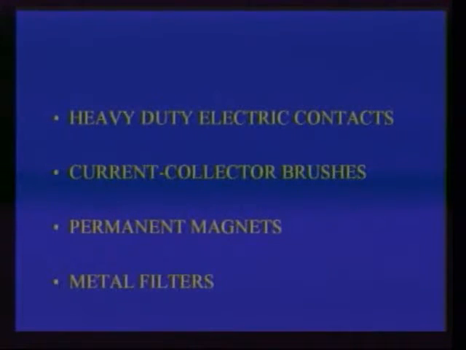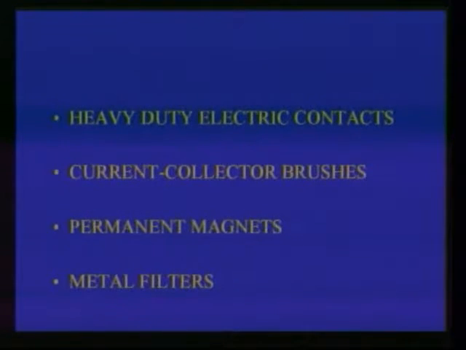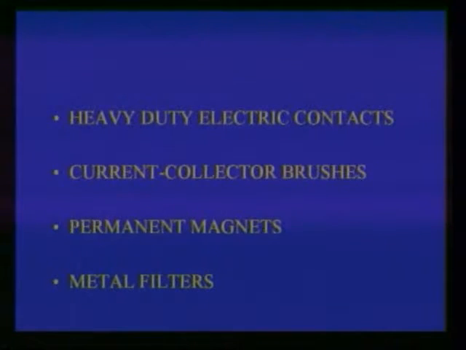Also, in electrical applications we will come across heavy duty electric contacts. These heavy duty electric contacts are manufactured by the powder metallurgy technique. Current collector brushes also make use of this technique. Permanent magnets are made up of alnico, that is aluminum, nickel and cobalt. These three metal powders are mixed to manufacture the permanent magnets. Another application is metal filters.